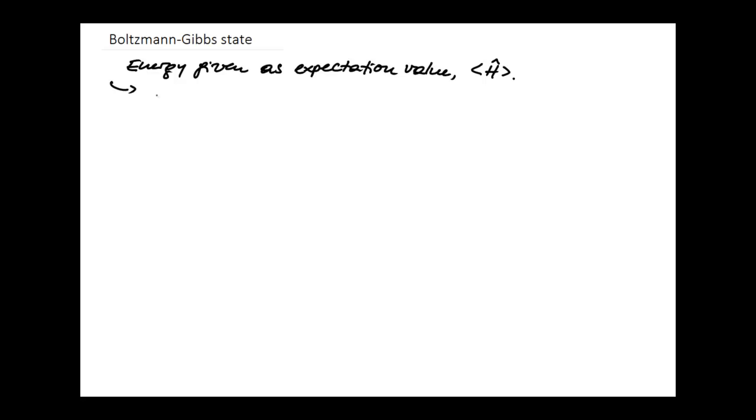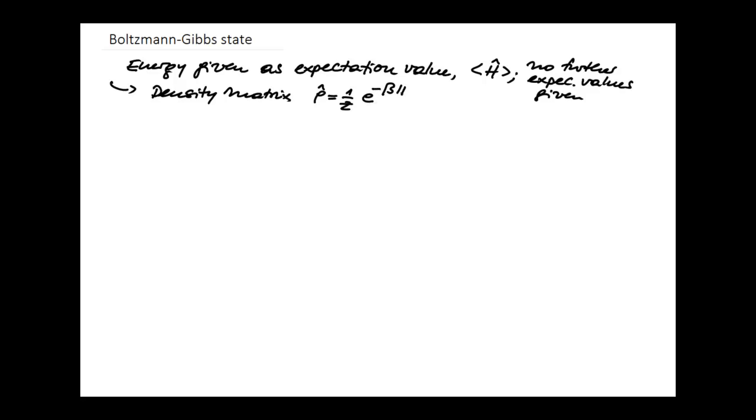And this should be the only expectation value that is given to you. So let's say there are no further expectation values given. Then I claim that the following density matrix, rho, which has the following form, 1 over Z times e to the minus beta times Hamiltonian, where Z is the trace of e to the minus beta Hamiltonian.